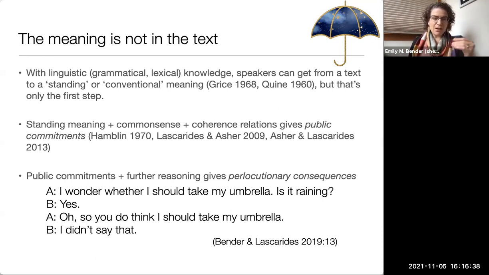A can go on and say, "Oh, so you do think I should take my umbrella?" And B can legitimately say, "I didn't say that." So that reasoning from it's raining, B believes it's raining, to B believes A should take A's umbrella is in this space of not quite public commitment, but perlocutionary consequences. And all of that is happening as processing of the language in context based on our understanding of the situation, of the person we're talking to, and so on.